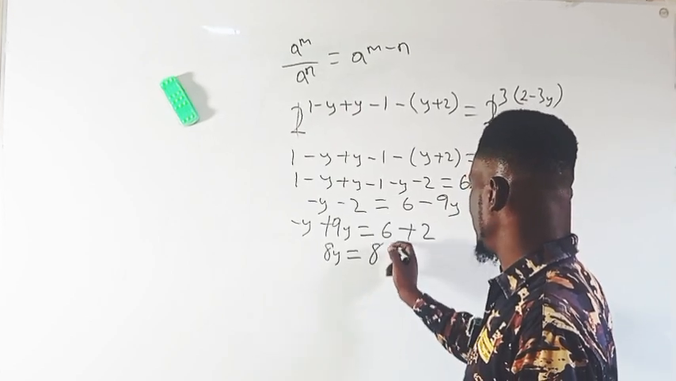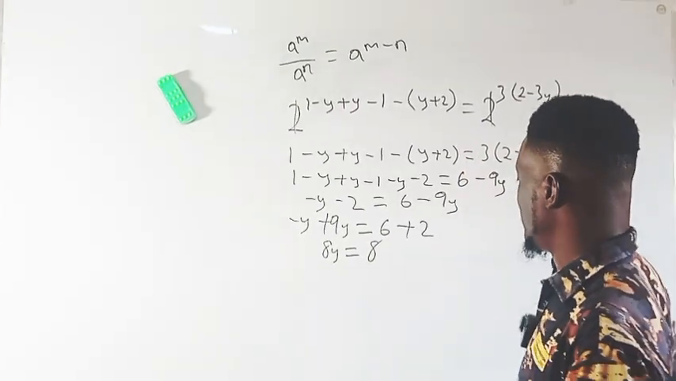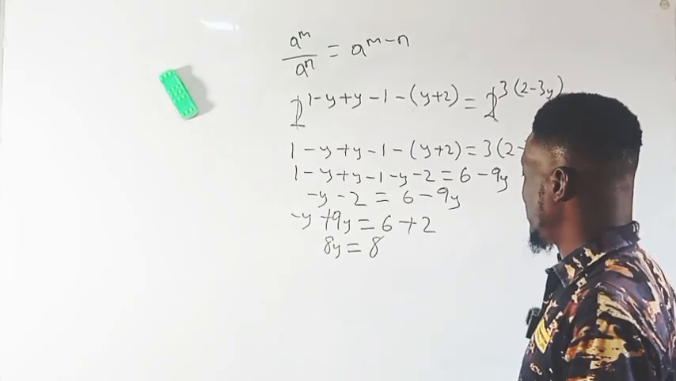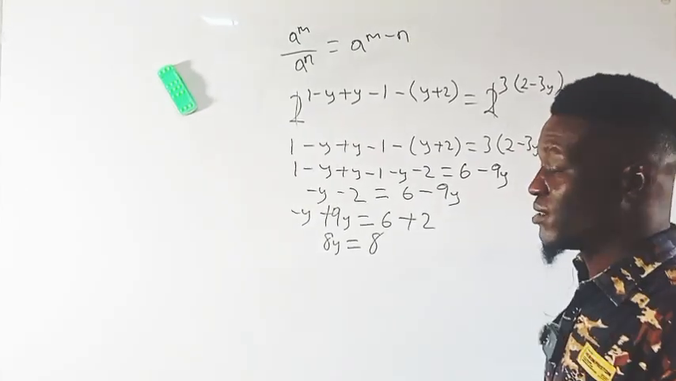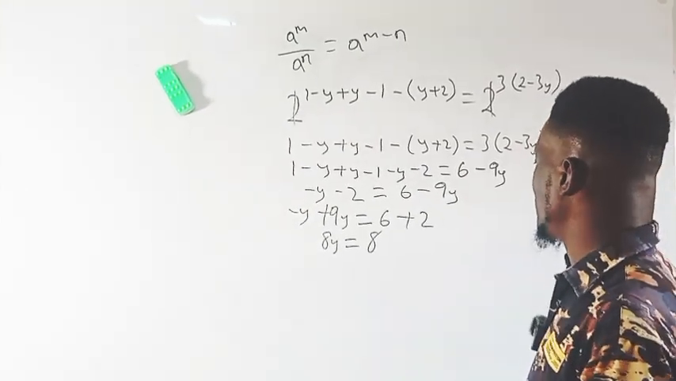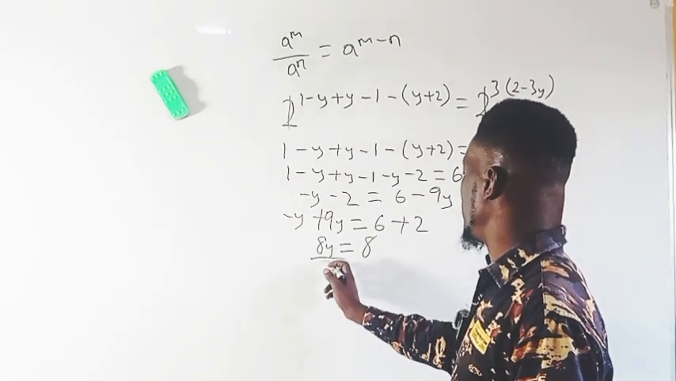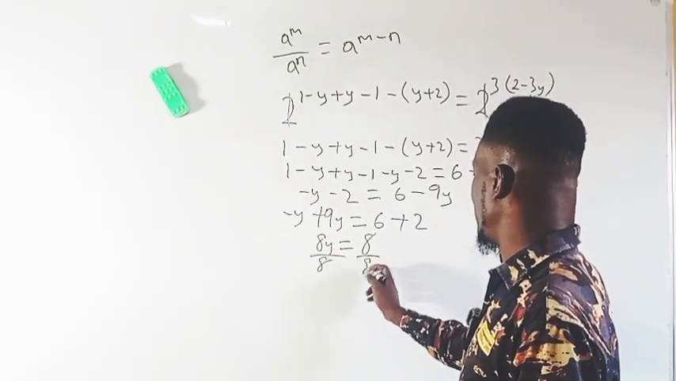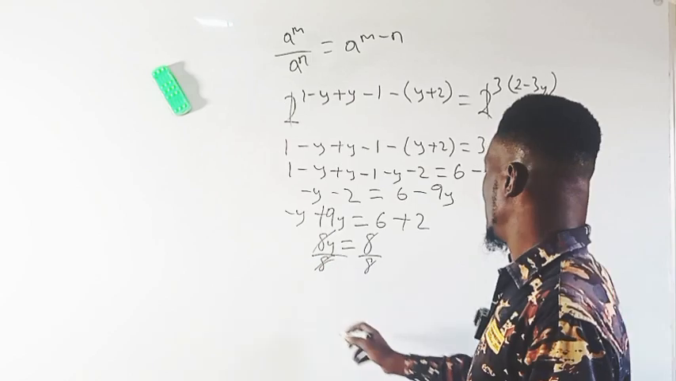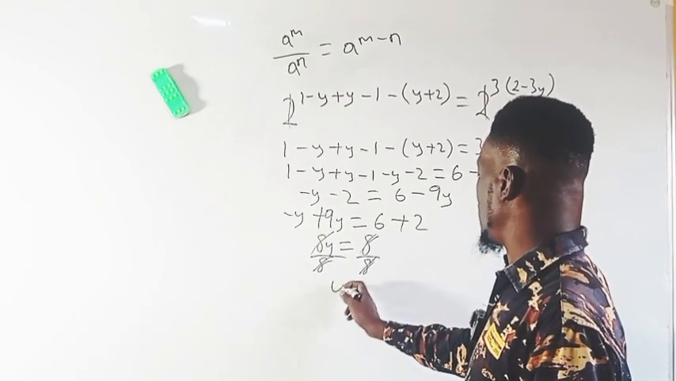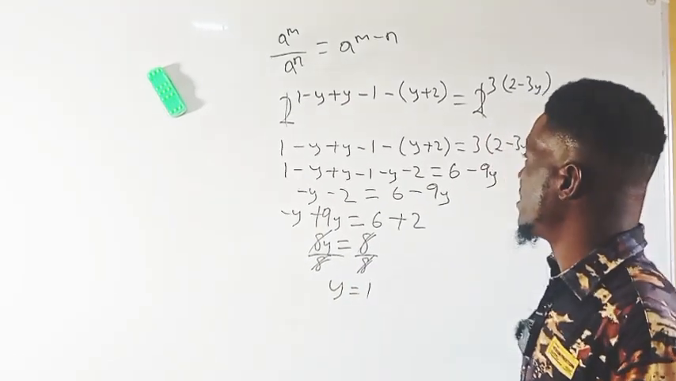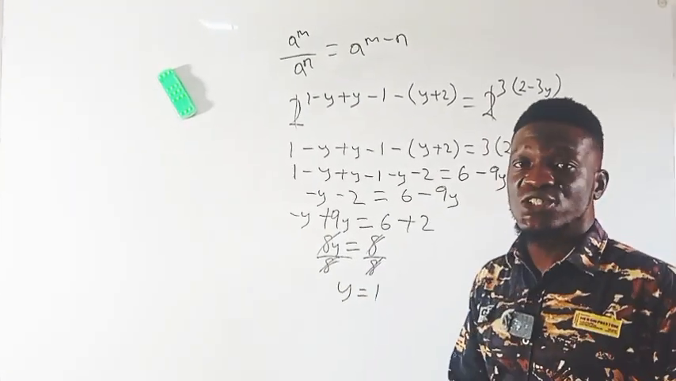To get the value of y, you have to make y the subject of the formula. In that instance, we divide both sides by 8. So we have 8y divided by 8, and 8 divided by 8 is 1. This cancels this, so y is equal to 1. So 1 is the answer to this simple exponential equation.